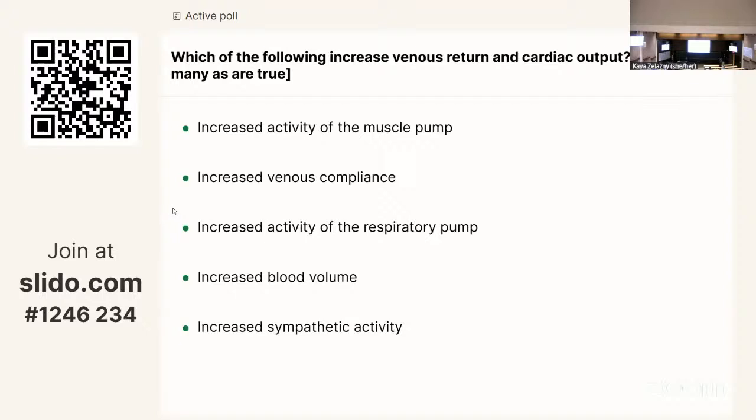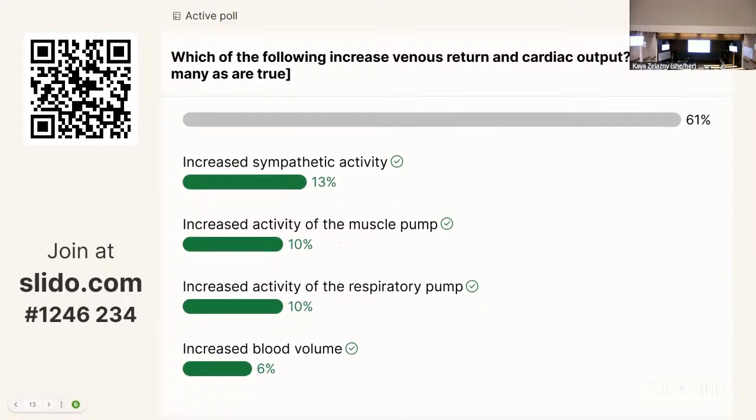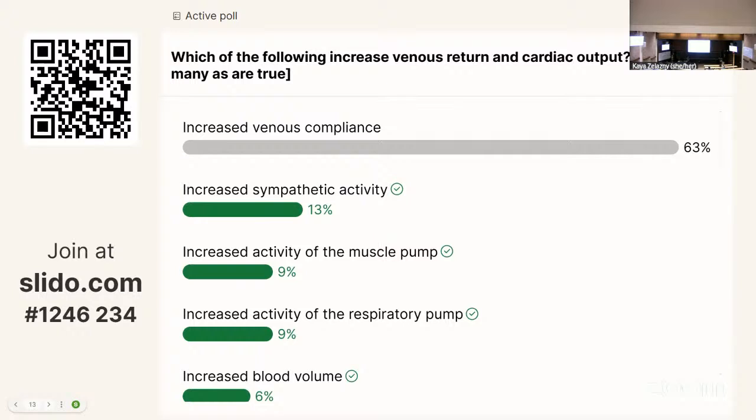Okay. Since it's messed up, let's look at the answers. Okay, cool. The one that was wrong here was the compliance piece. Anytime we see an increase in sympathetic activity, that's going to increase the venous return and cardiac output, as we just walked through. Anytime we increase the activity of the muscle pump, we're returning more blood to the heart, increasing venous return and cardiac output. Same thing with the respiratory pump. Same thing would happen if we increase purely how much blood is in the veins. Okay, so the one that's wrong is the increased venous compliance.